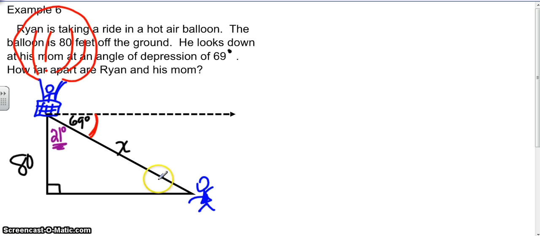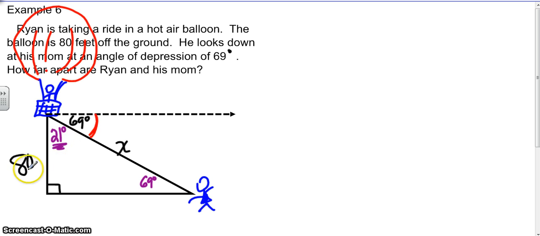I don't need to calculate this degree. It would be 69 for a couple of reasons. One, the two acute angles in a right triangle have to add up to 90, and also if I have these two parallel lines, alternate interior angles would be congruent. So anyways, what I'm looking for is x. According to the 21 degrees, x is my hypotenuse. Actually, according to the 69 degrees, x is the hypotenuse because the hypotenuse is always opposite your right angle.